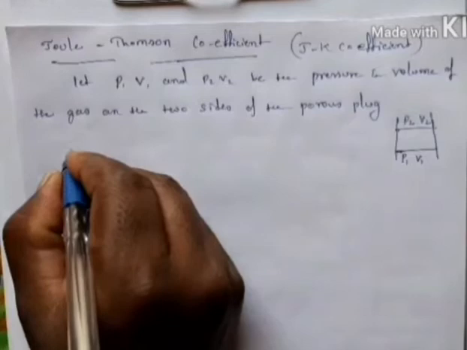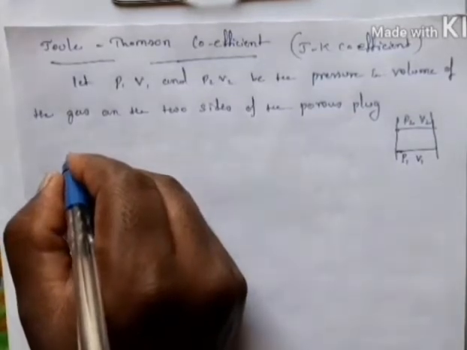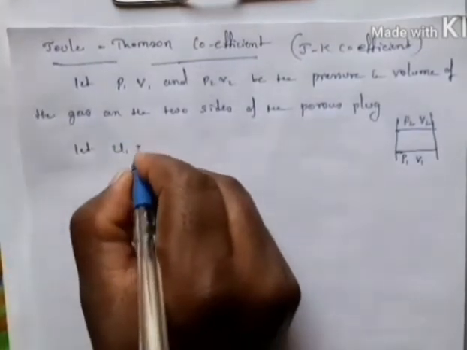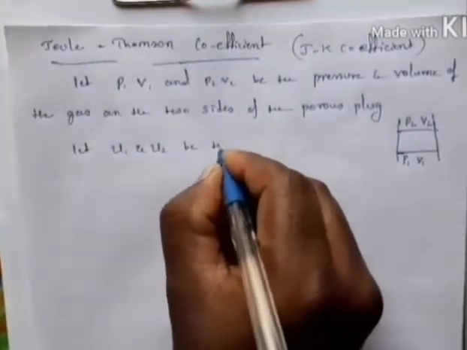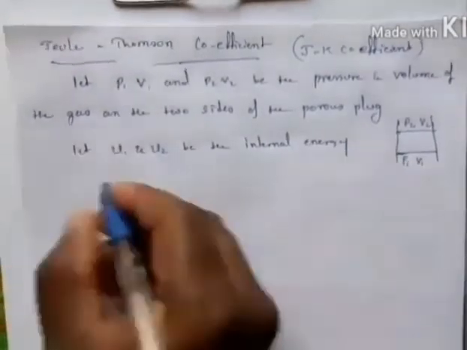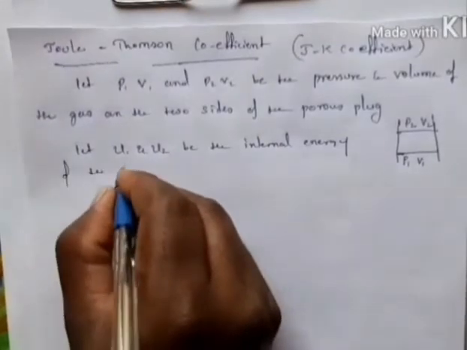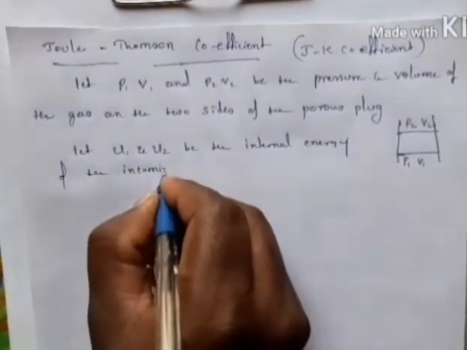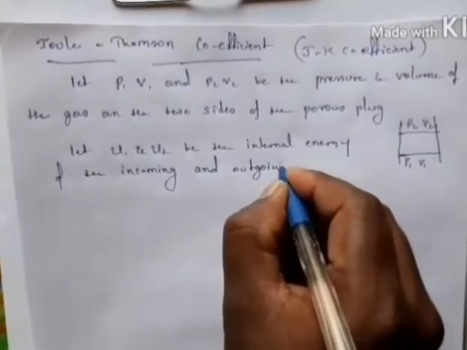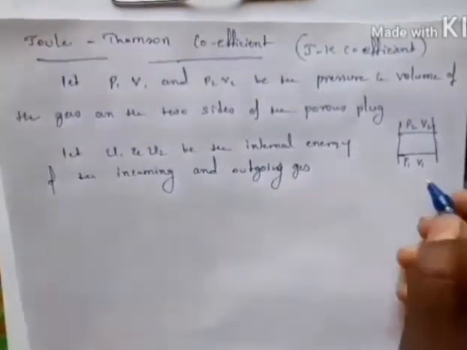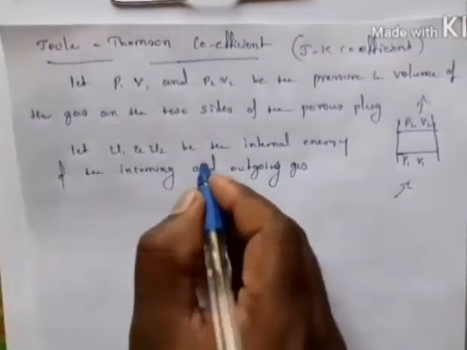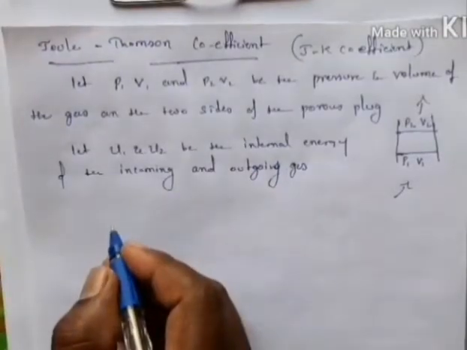And we discussed that work is done at the expense of internal energy. Let U1 and U2 be the internal energy of the incoming and outgoing gas. This one is the incoming gas and this one is the outgoing gas. Here U1 and U2 are the internal energy.